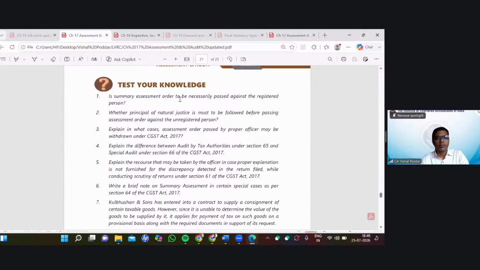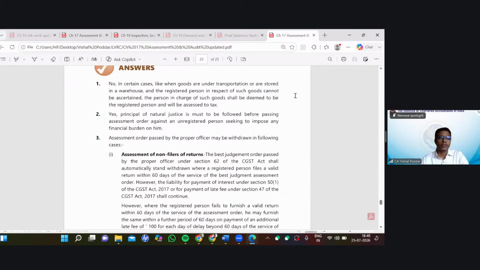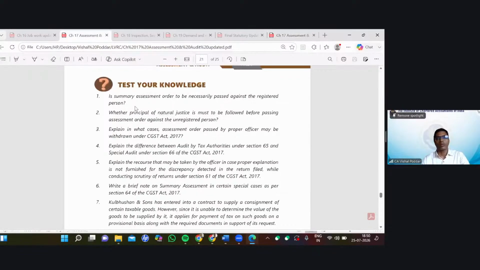So in summary, is an assessment order necessary to be passed against the registered person only? Wherever summary assessment is done, does it have to be done for a registered person only? The answer is no. In certain cases, like where goods are under transportation or are stored in a warehouse and the registered person in respect of such goods cannot be ascertained, the person in charge of the goods, like the transporter or the warehouse keeper, is deemed to be the registered person and will be assessed. So for summary assessment, it is not necessary that it is for registered persons only.